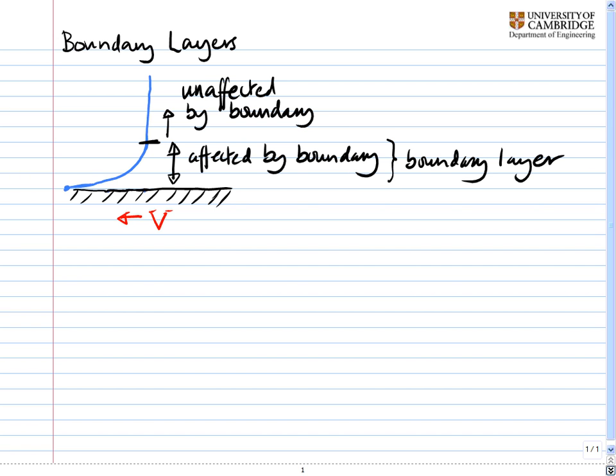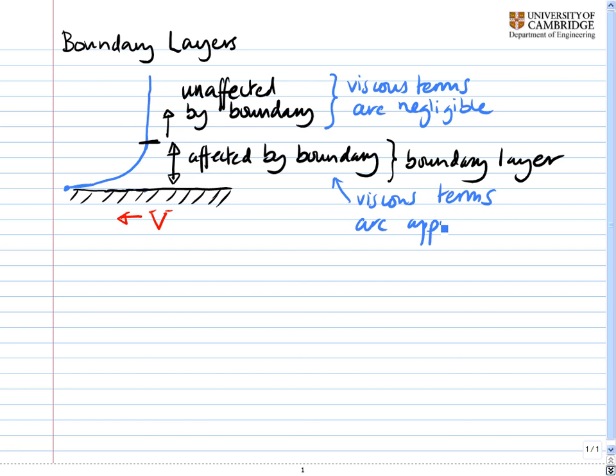An equivalent way of defining it is that in the part unaffected by the boundary, so outside the boundary layer, here, the viscous terms in the equations of motion are negligible. And often we say, as a measure of that, that they're less than 1% of the other terms, the pressure terms and the inertial terms. Whereas in the boundary layer, the viscous terms in the equations of motion are appreciable. By that I mean not negligible.